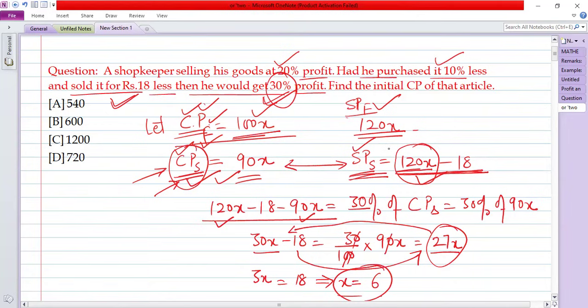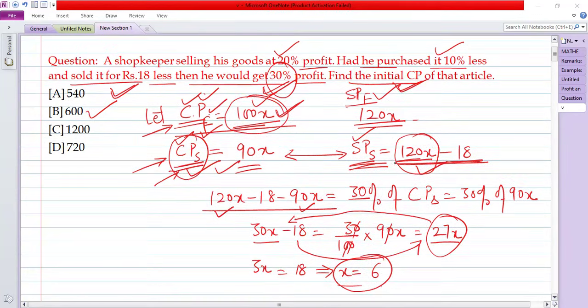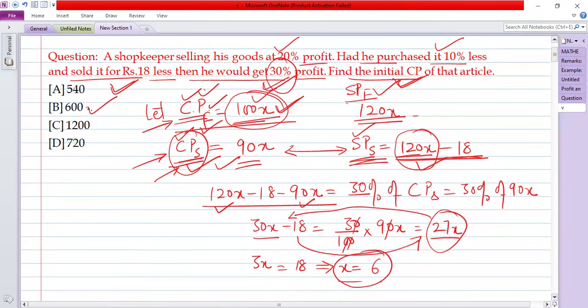So if x is 6, what is the initial cost price? The initial cost price was 100x, which we denoted as the first cost price. So the initial cost price is 600. Okay, so here 600 is the correct option.